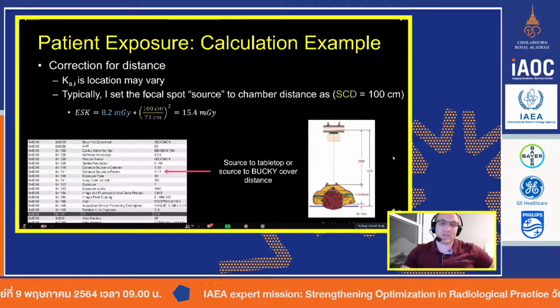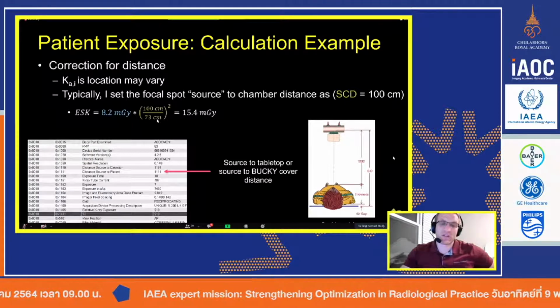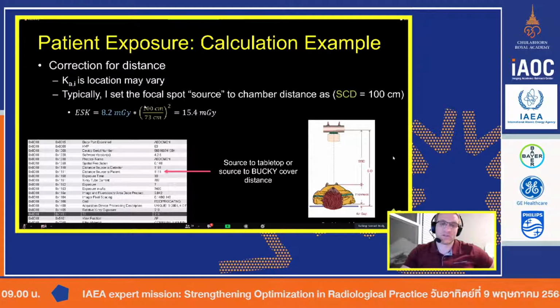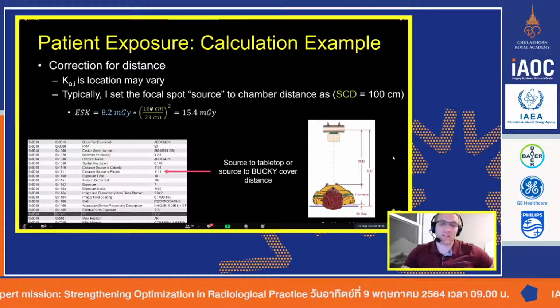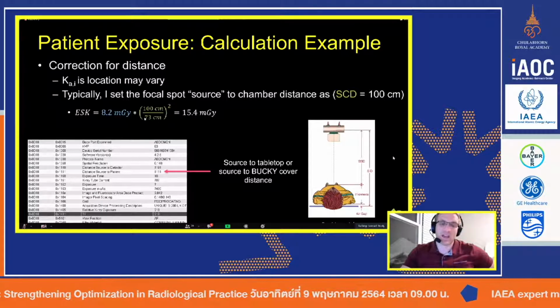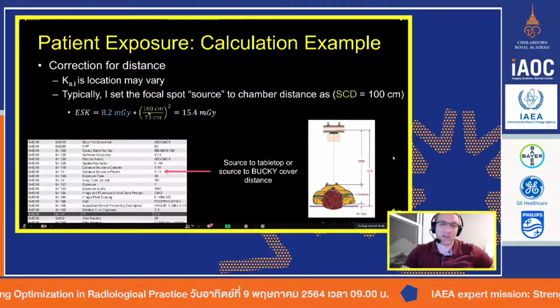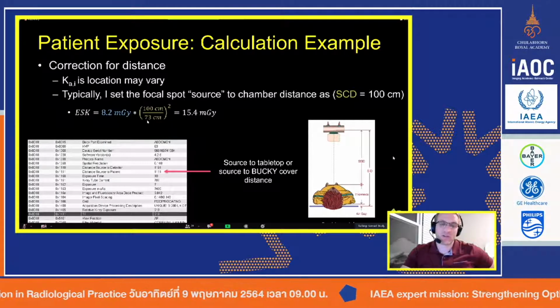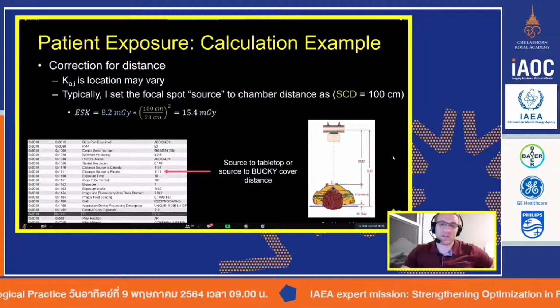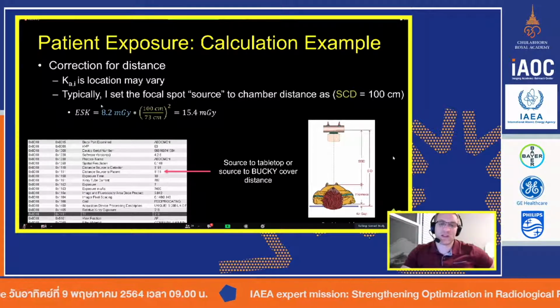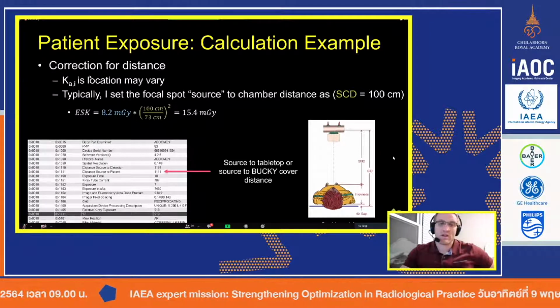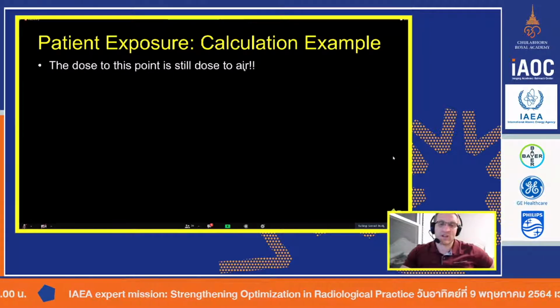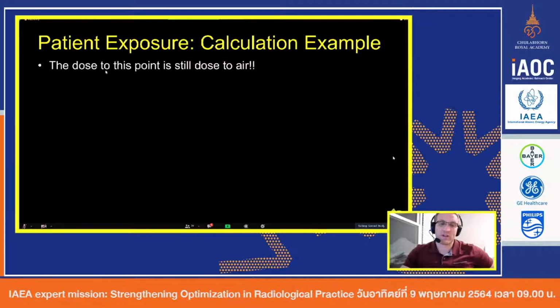So once again, you can come in here and do the distance correction. We made all of our air kerma measurements at 100 centimeters, but the patient is actually thick, so we had to correct for the distance to the entrance plane. That gives us now a value of 15.4 milligray. Now, that is still dose to air. We need to remember to make a couple of corrections.